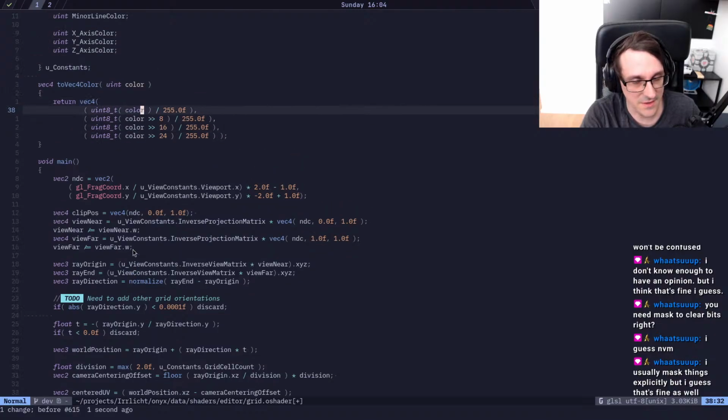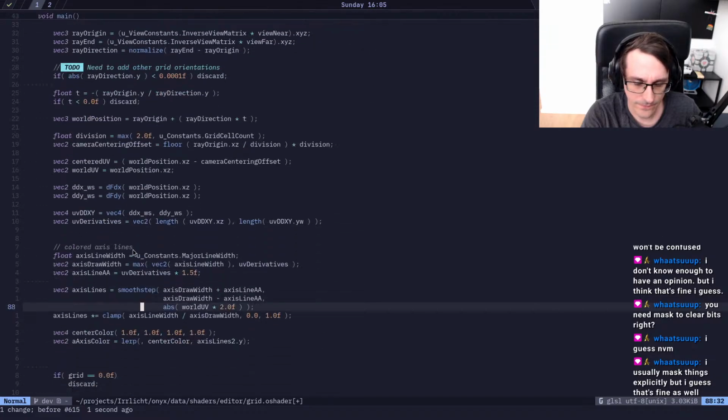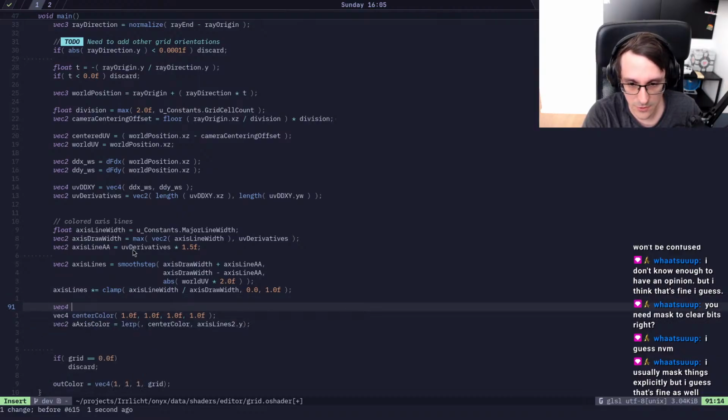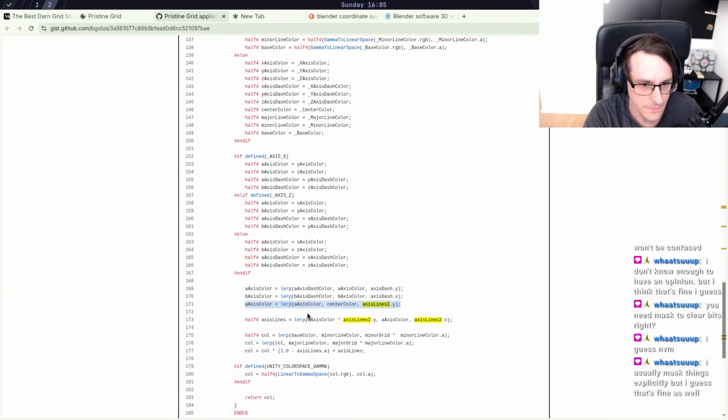Because that should take the least significant 8 bits. I don't want to erase anything there, and so forth. I think it should be fine. So that would then be, well, we can do a vec4 axis line color is, well, what is it actually? A axis line color.